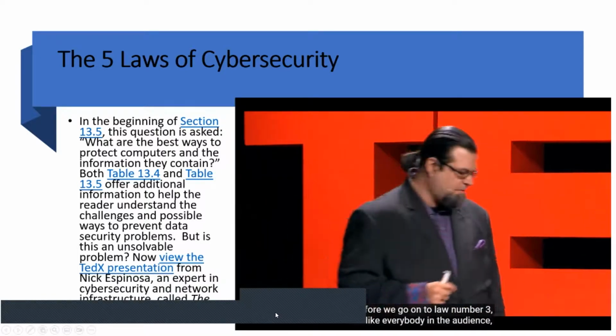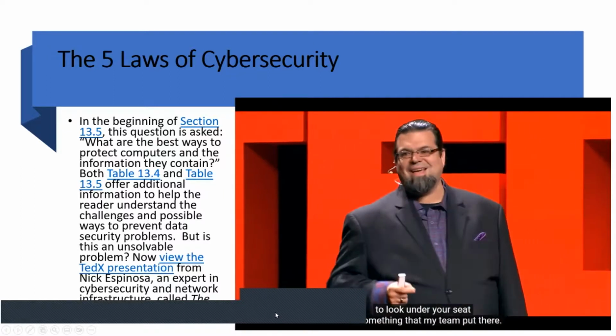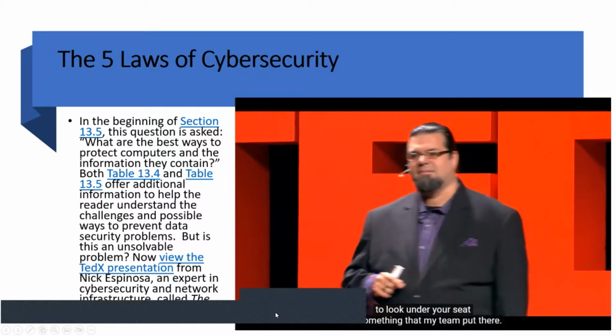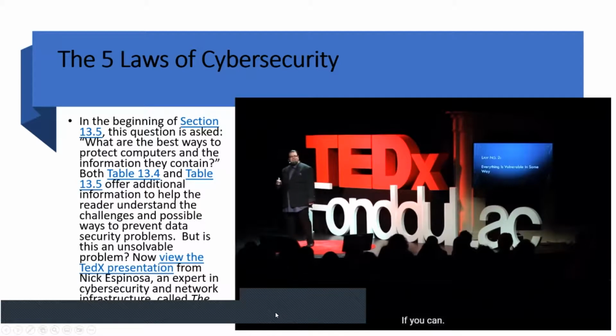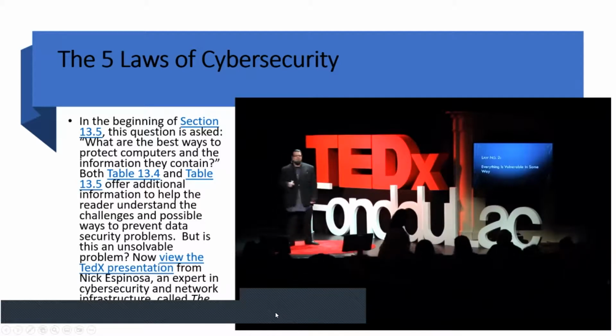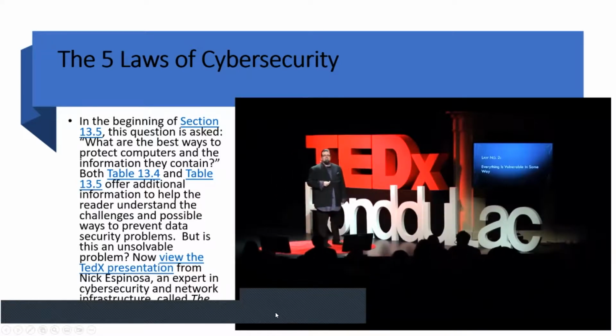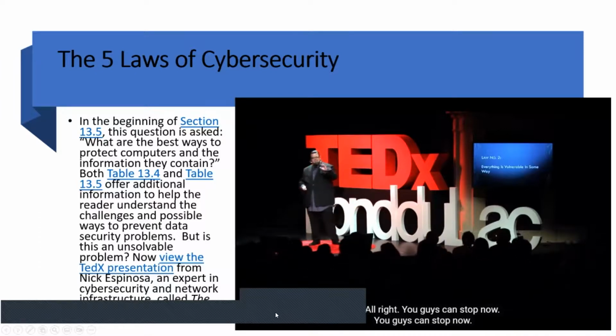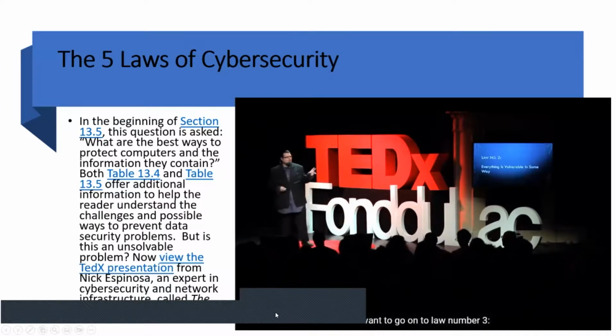Now, before we go into law number 3, I'd like everybody in the audience, if you can, to look under your seat for something that my team put there. If you can. All right. Did anybody find anything? No? All right, you guys can stop now. I want to go on to law number 3.